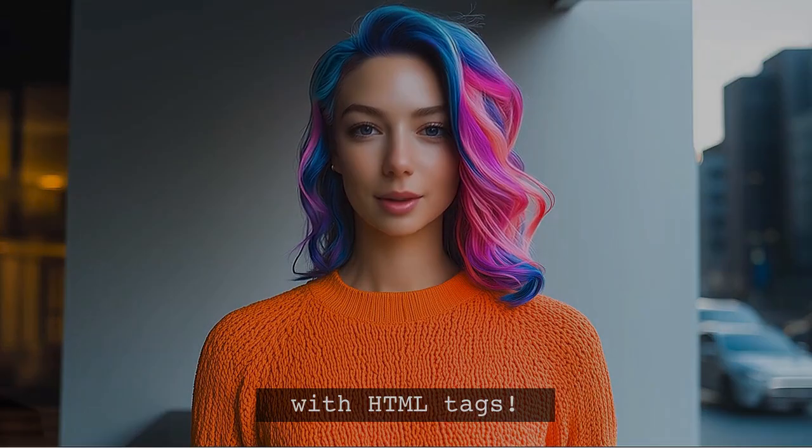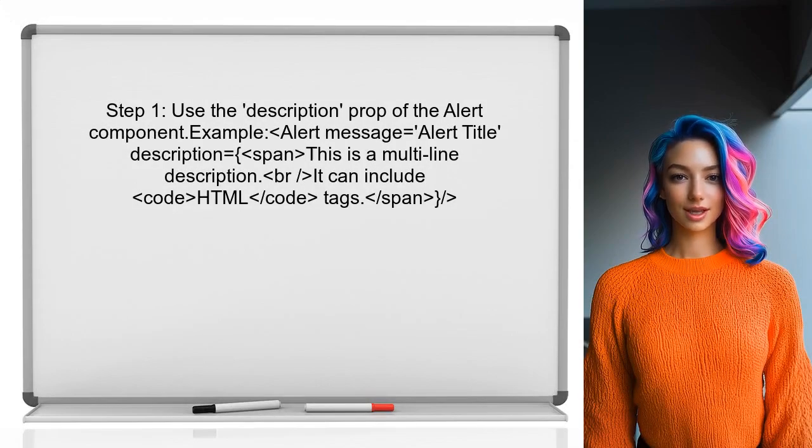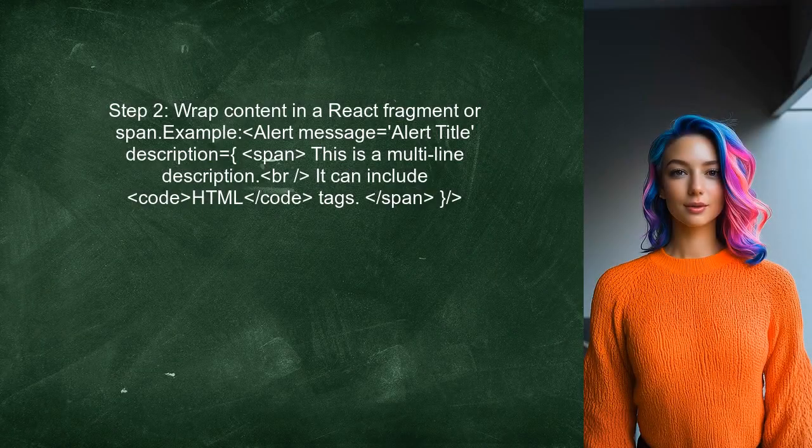description with HTML tags. To create a multi-line alert description with HTML support in Ant Design, the user should start by using the description prop of the alert component. This prop allows for rendering custom content. Next, the user should ensure that the content passed to the description prop is wrapped in a React fragment or a span. This allows for proper rendering of HTML elements.